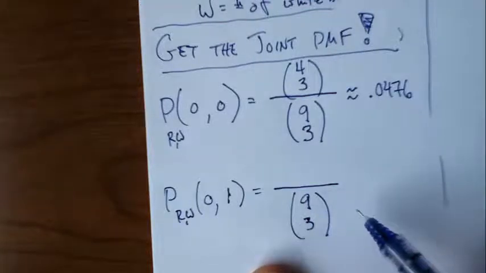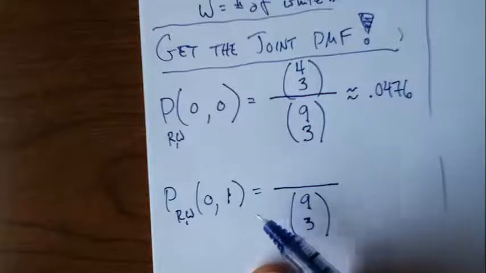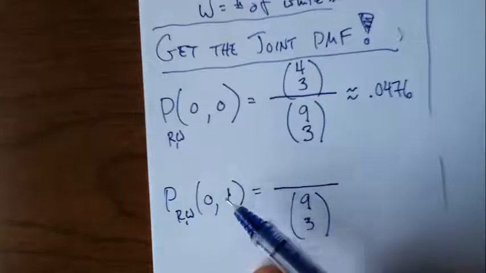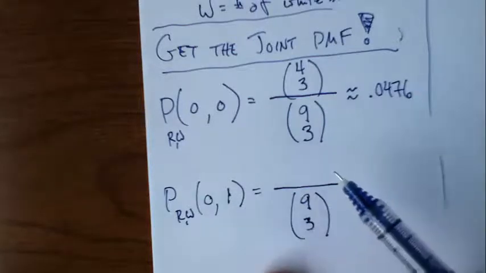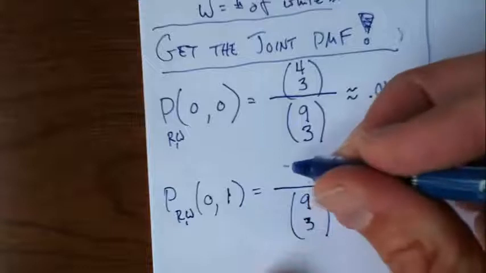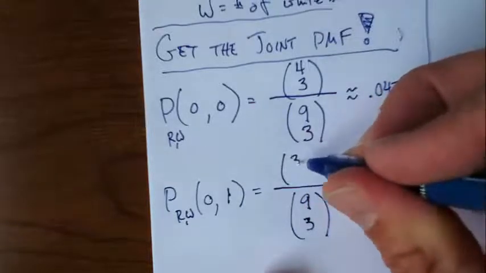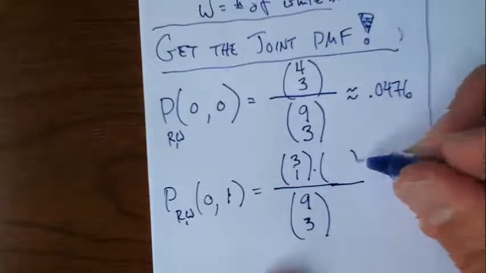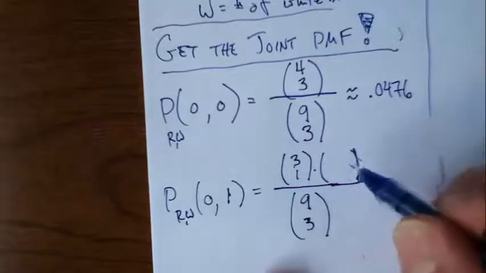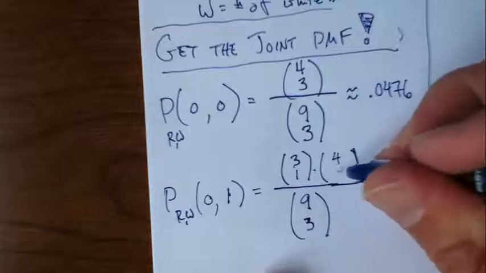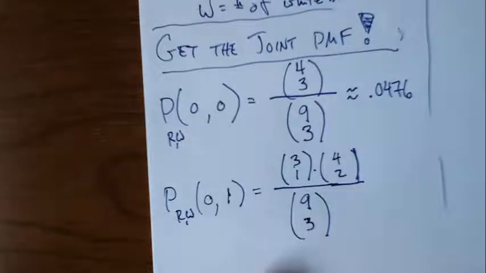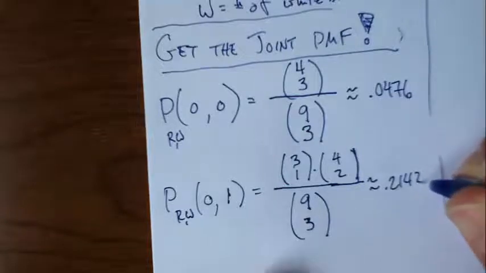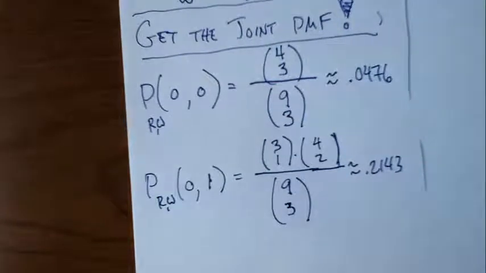And then how many ways are there to choose exactly 1 white ball and no red balls? Well, that means 1 ball is white and the other 2 must be blue, right? So 1 ball is white, so that's 3 choose 1. And then by the fundamental counting principle, the other 2 are blue, that's 4 choose 2. I think this comes out to be about 0.2143. Makes sense.